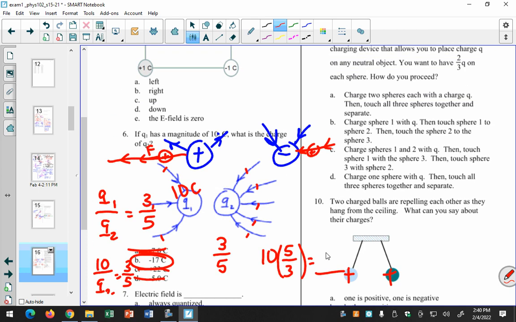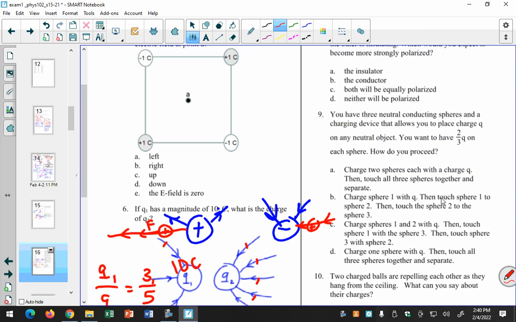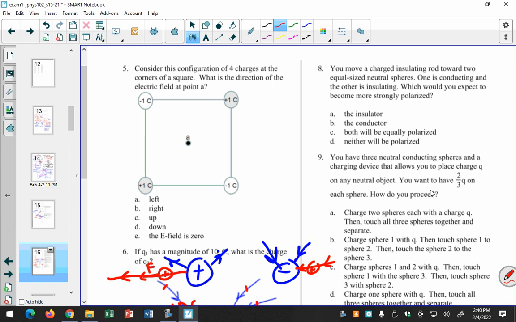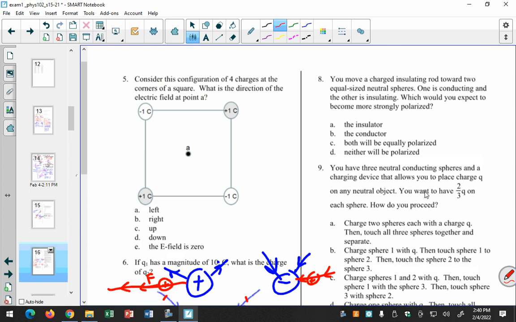There'll be some questions sort of like these about insulators, conductors, charging, maybe something like this. Oh, this one was easy, right? This one's easy. Let's just do it right quick. So my electric field, due to this charge, is in that direction. Due to this charge is in that direction. Due to this charge is in that direction. And due to this charge is in that direction. But they're all the same, so it's going to be 0.